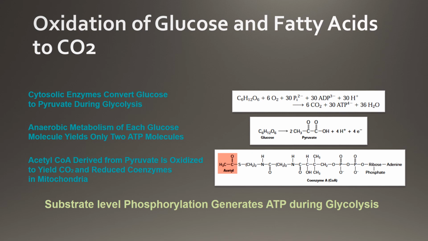During the pyruvate dehydrogenase reaction, NAD plus is reduced, forming NADH. In contrast, during the reactions catalyzed by lactate dehydrogenase and alcohol dehydrogenase, NADH is oxidized, forming NAD plus. So substrate level phosphorylation generates ATP during this. All these things are related to glycolysis.